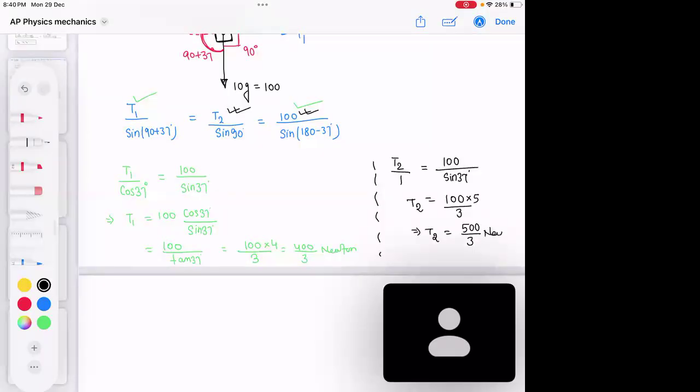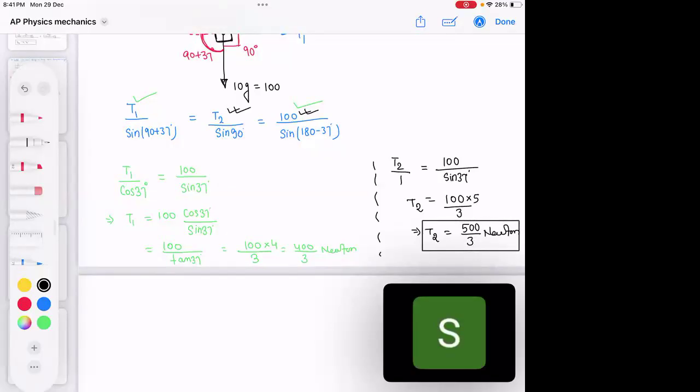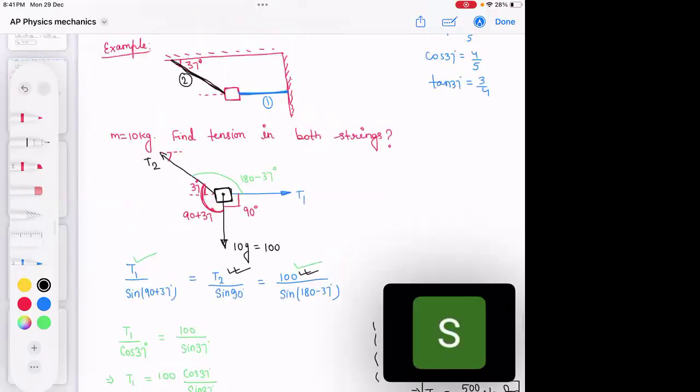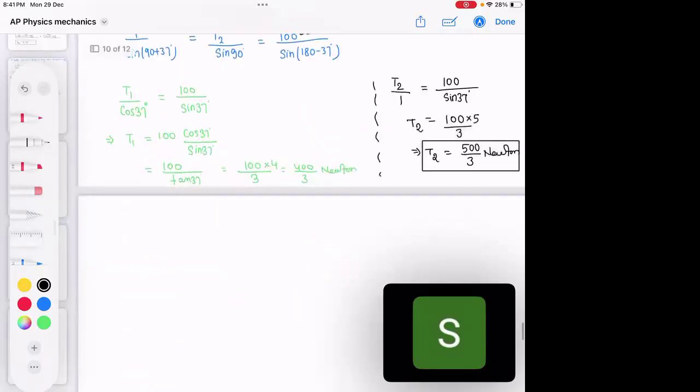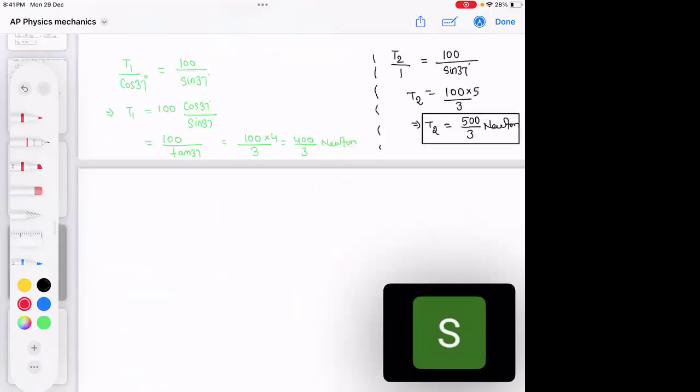We got it. Please tell, understood this one or not? Yes, sir. So here what we did, the body was in equilibrium, so we applied the condition of what? The equilibrium. Please tell. Clear? Yes, sir. Right. Okay. Let's discuss another example.